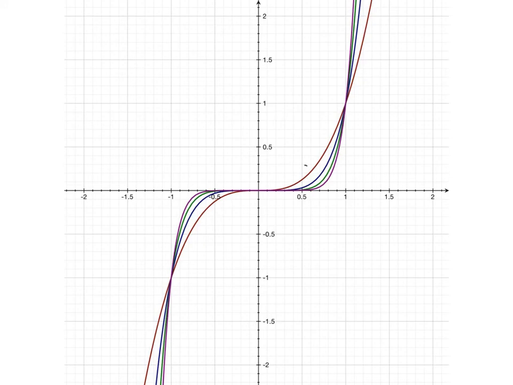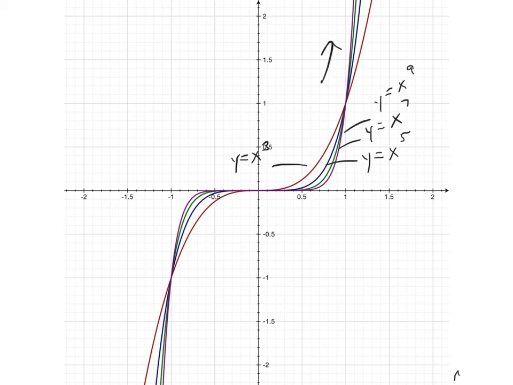So now we're taking a look at odd degreed functions. This guy here is y equals x cubed. The blue is x to the 5th, the green is x to the 7th, and the purple is x to the 9th. Notice that when we have an odd degree, our function is rising to the right and falling to the left.